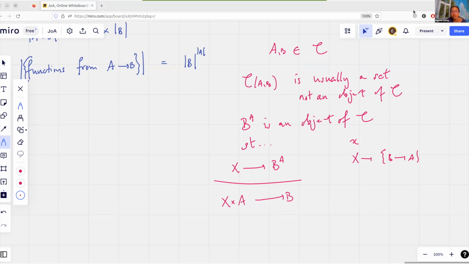So the thing to take away from this is that there are two different approaches to exponentials in a category, depending on whether you're generalizing from repeated multiplication or from function spaces.